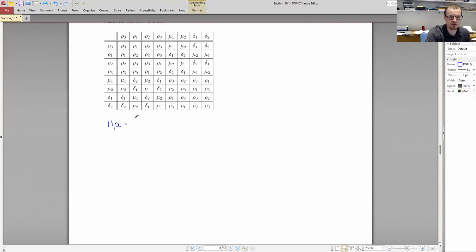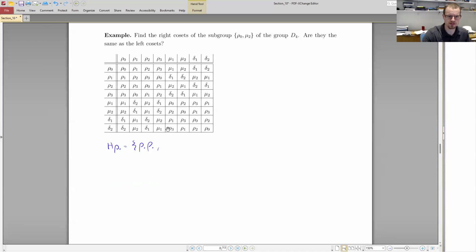So row 0. I can multiply each of our elements of H, row 0 and mu2, double check that, mu2, excellent. Mu2, multiply on the right by row 0. This is going to give us, of course, row 0 doesn't change anything. That is the identity element. So that is row 0, mu2. And that's the same thing as multiplying by mu2.